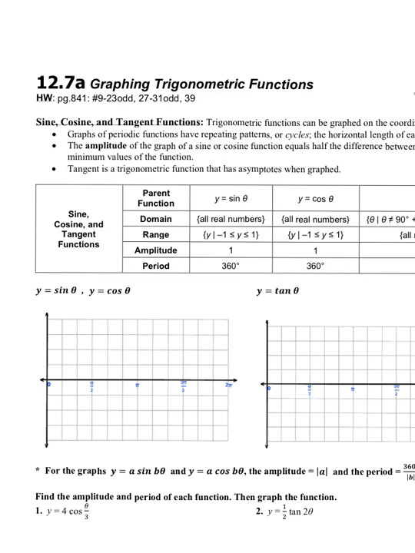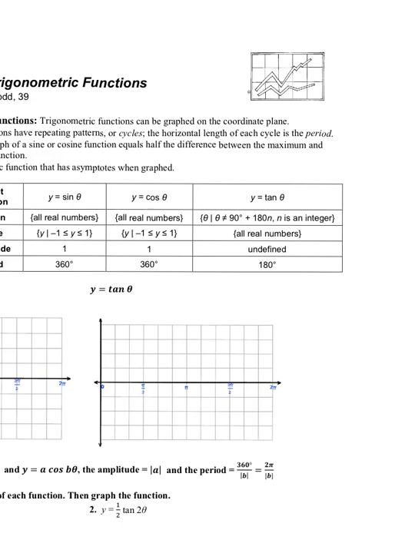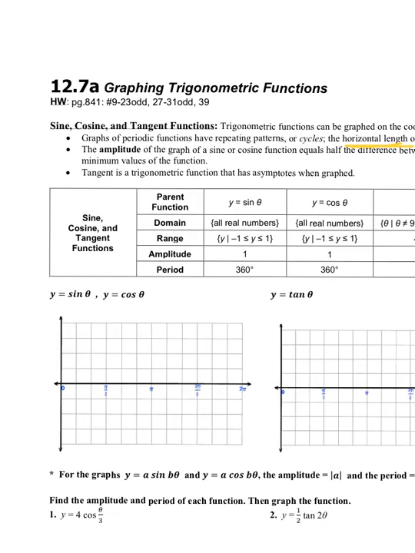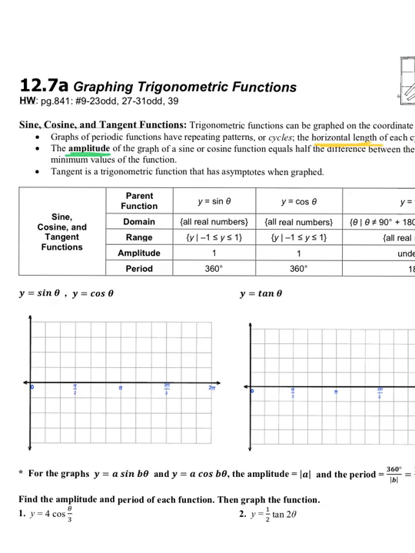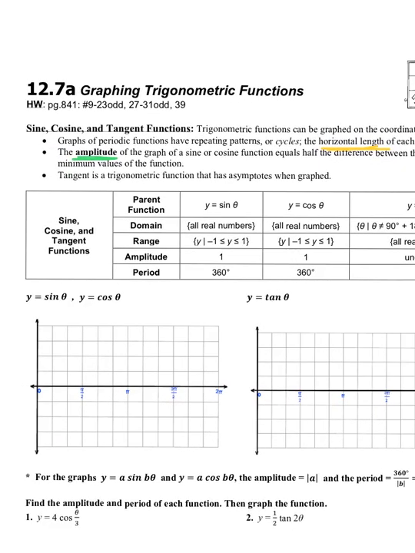We're going to learn some vocab here today. Graphs of periodic functions have repeating patterns or cycles, and the horizontal length of each cycle is known as the period of the function. Basically, the horizontal length is how long it takes for it to start repeating itself. The next vocab word is the amplitude. The amplitude of the graph of sine or cosine equals half the difference between the max and minimum values of the function. I'll show you that when we get to an example.